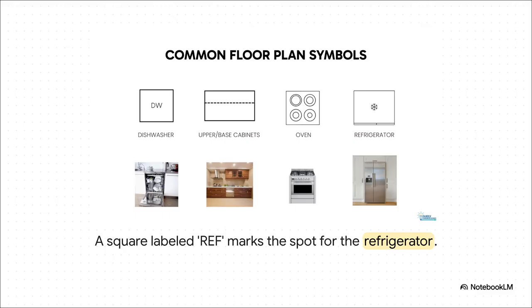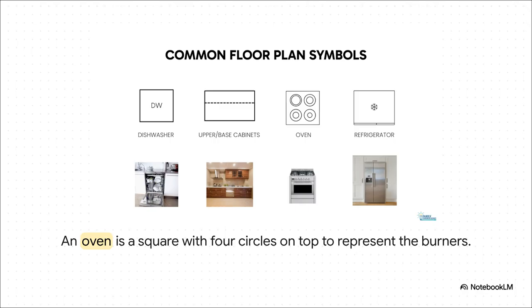Moving into the kitchen appliances, this simple square or rectangle, usually labeled with REF, well, that's your refrigerator. It's all about showing the placement and the footprint, helping a designer plan out the workflow of the whole kitchen. And right next to it, you'll often find the oven or the range. It's another square, but here's the dead giveaway. It usually has 4 little circles on top to represent the burners. That's how you can tell it apart from the other appliance symbols.